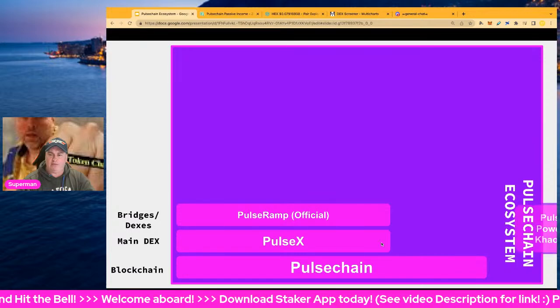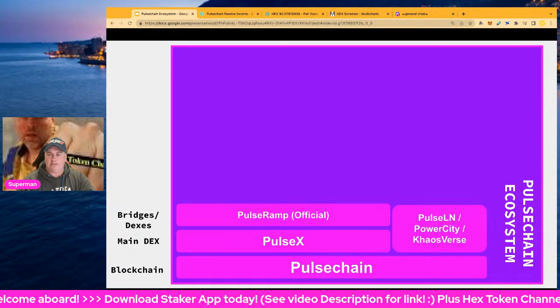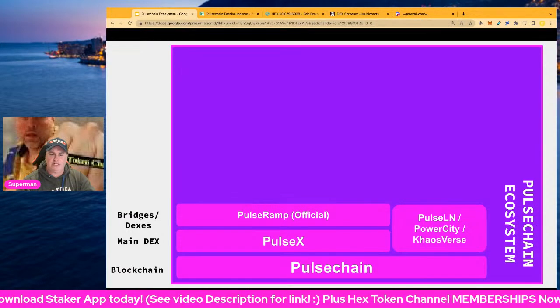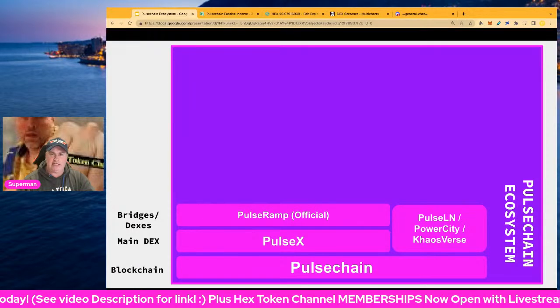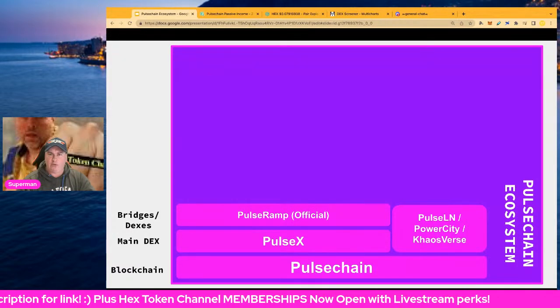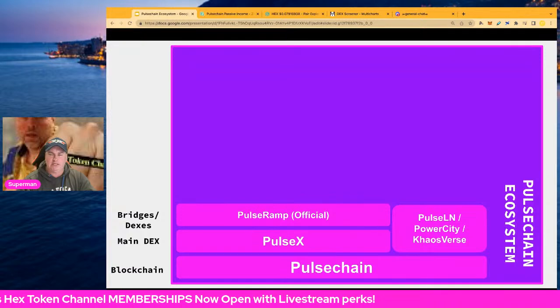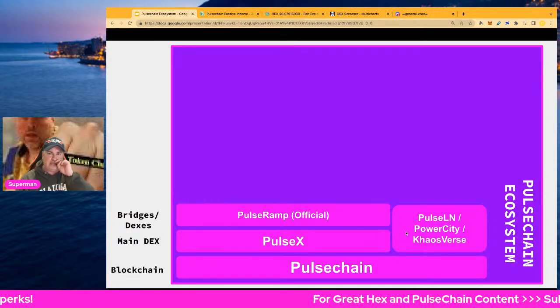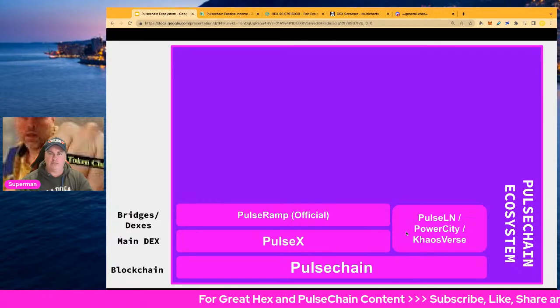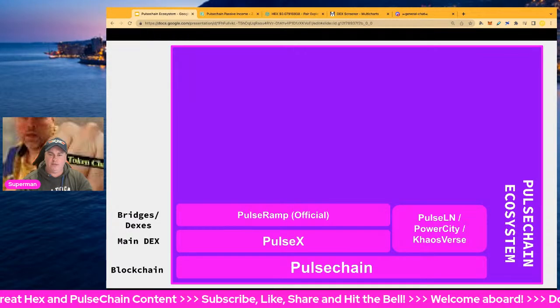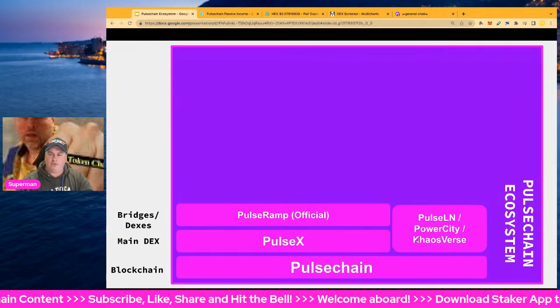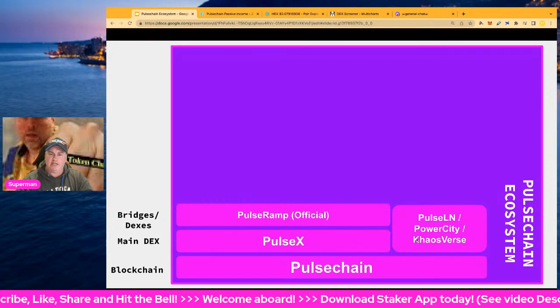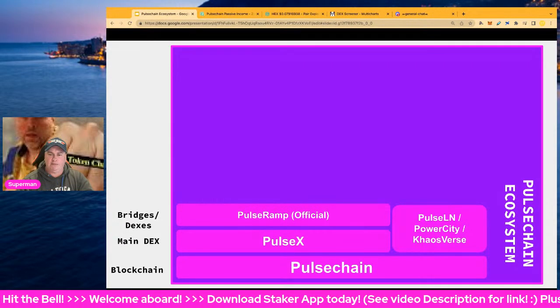And of course, on top of that, we're going to have Pulse LN, Power City, and Chaos Verse as well. These are projects which are going to be into the bridge and DEX market, being able to allow swapping, liquidity pools, and incentives. So you can have different opportunities to provide liquidity and get access to swap and bridge fees. You're going to be able to do that through these partners. And of course, all of them offer something special that you can have a look at. So definitely look at that. I'm going to show you the links at the end of the video. So we've got PulseRamp, the official one. And of course, we've got all these other ones doing different mechanisms to bridge into the Pulsechain and to PulseX.